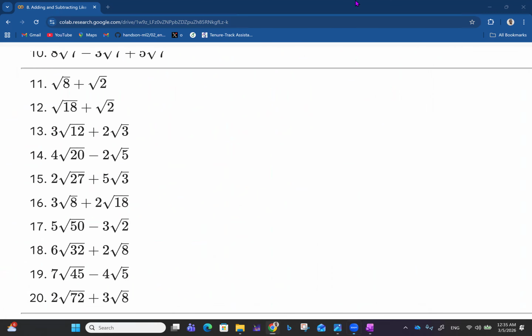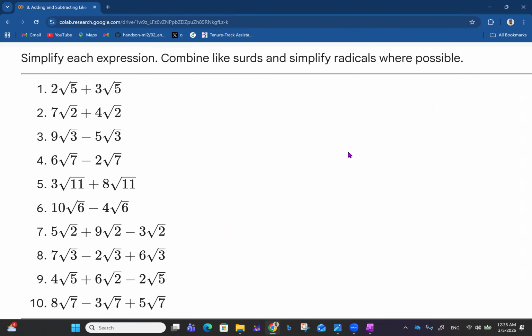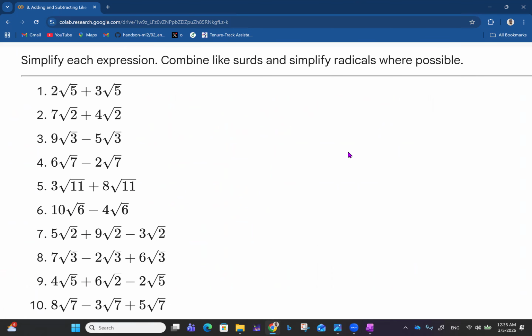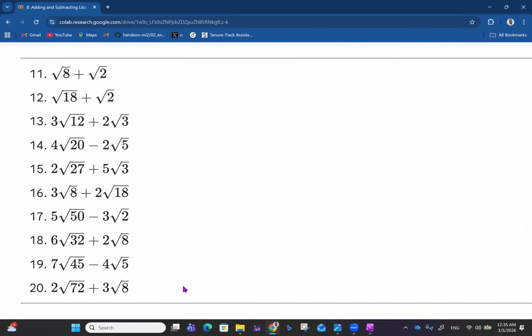So be sure to try your hand at the questions. You have 1 to 10 here, and then of course this question 9, to combine this, you have 4 root 5 minus 2 root 5. That's 2 root 5 plus 6 root 2, and you can't go further than that because the radicals will be different after you've done that first step. And then you have 11 to 20 here.